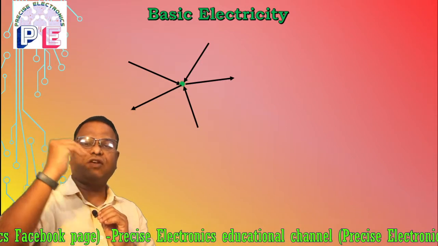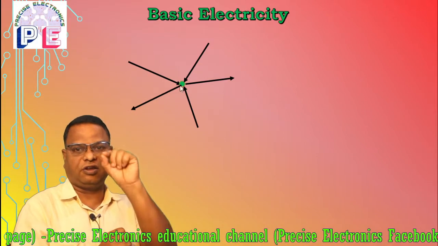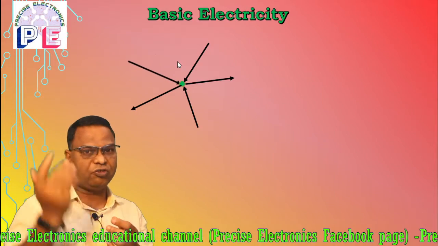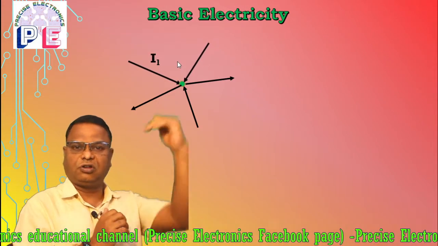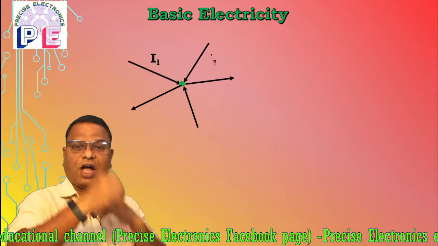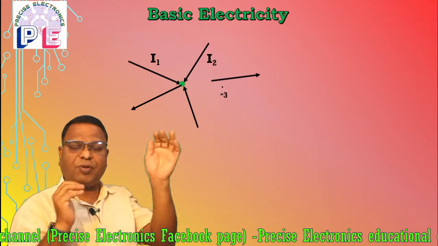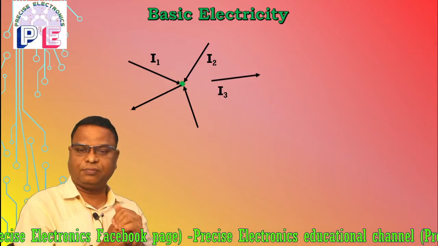I1 is the current flowing toward the junction. There is a node indicated by the green mark, the green point. So I1 is the current flowing toward the junction, and obviously it is positive. I2 is the current flowing toward the junction, and it is also positive. I3 is moving away from the junction, so obviously I3 has a negative sign.